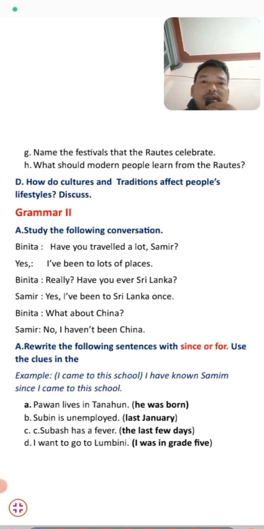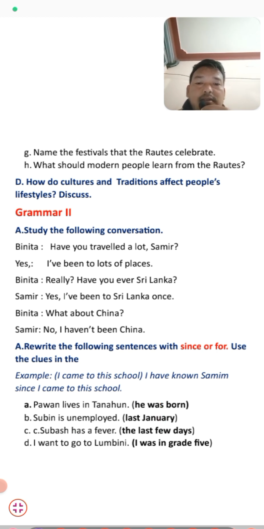As I told you already in the previous class, since is used for definite time, certain time, and for is used for the duration of time. That is what we are going to use to solve this exercise. The first one is Pawan lives in Tanahun. He was born, and Subin is unemployed, last January, and Subhash has a fever, the last few days. These are some times given, and these are also some clues. You have to use these clues and rewrite the sentences.